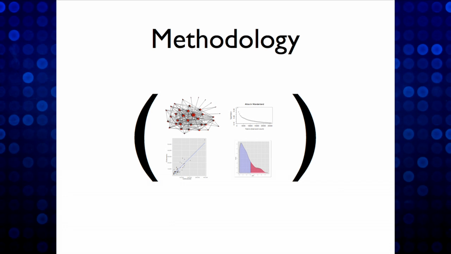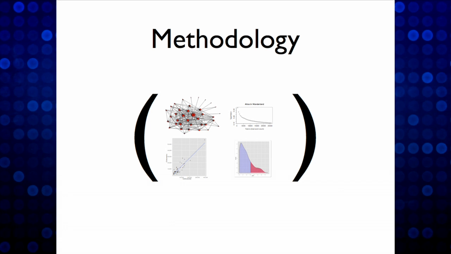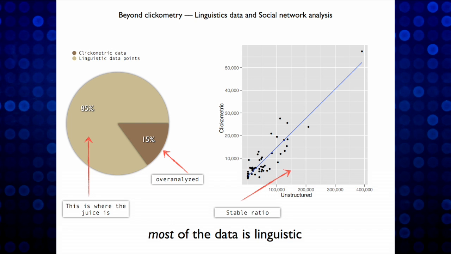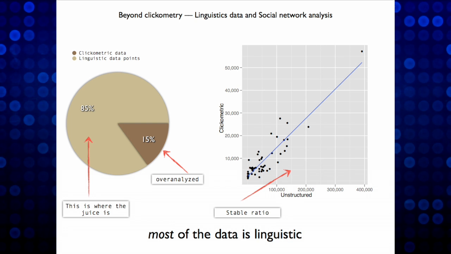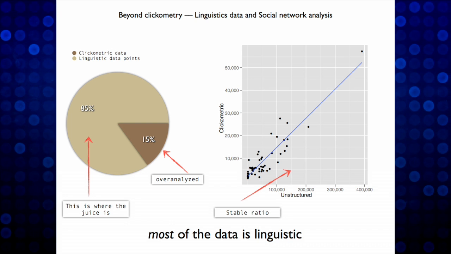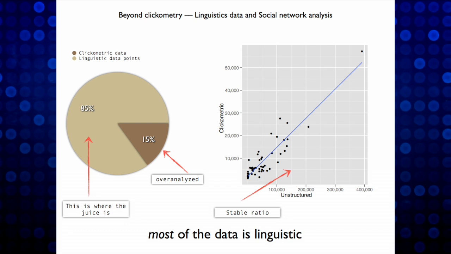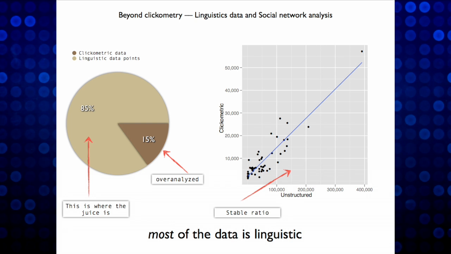Why is it important to use quantitative linguistics and social network analysis and not just count clicks? Well, the reason is that 85% of the data available in the LMS is actually linguistic data. And the graph on the right here shows that that relationship is actually stable whether it's a large course or a short course. It's a pretty stable ratio. So just for that reason, you should analyze most of the data. You shouldn't throw most of the data out and analyze what is left.